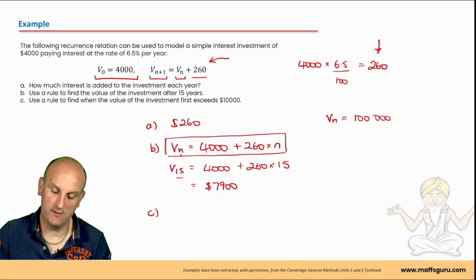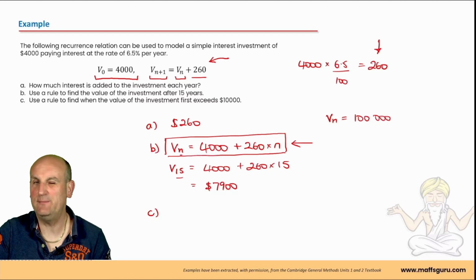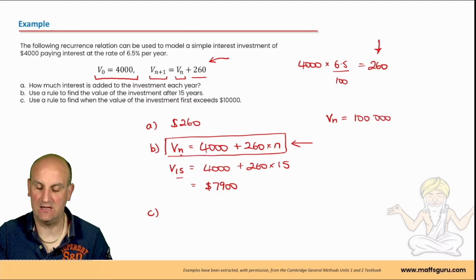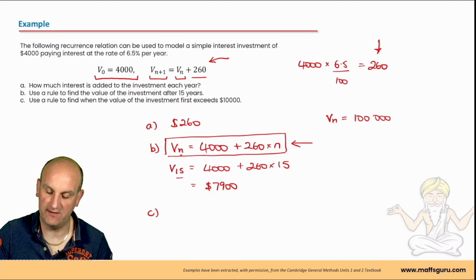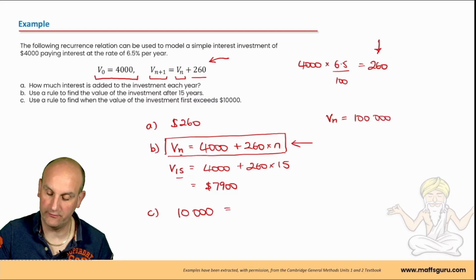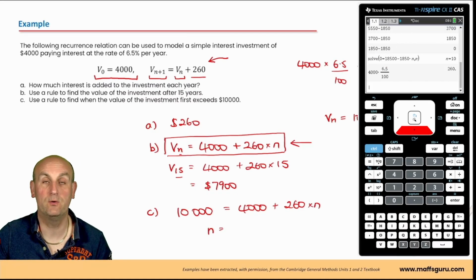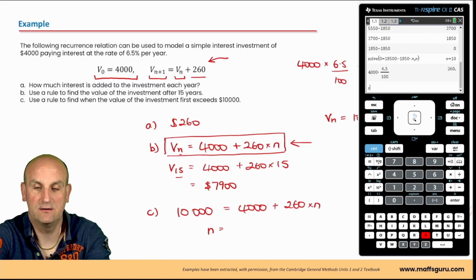Right, use a rule to find when the value of the investment first exceeds $10,000. Right, I'm going to use this formula here. They're telling me V of n has got to exceed 10,000, but I'm actually going to let V of n be 10,000. So I'm saying, well, okay, let's find the value of n when V of n gives me 10,000. So that's going to be 4,000 plus 260 times n. Now I've got to try and find my value of n. How am I going to do that? Well, obviously I'm going to fire up my calculator. So I'm going to do solve.